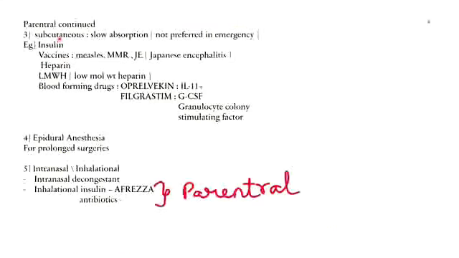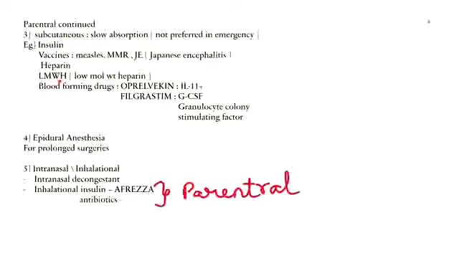Next is parenteral continuation. Another example of parenteral is subcutaneous, that is under the skin. It is of slow absorption, not preferred in emergency. Example, insulin and vaccines such as measles, mumps, and JE, that is Japanese encephalitis, and all these vaccines we give. So they are also given subcutaneous.